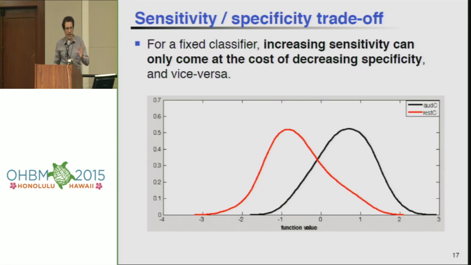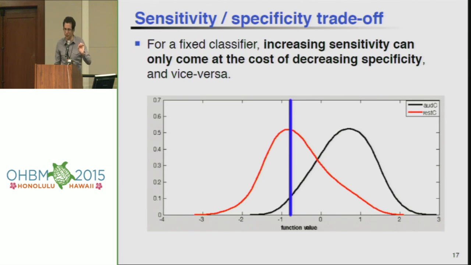So here, actually, what I want to show you is that depending where you put your decision threshold, you can have very different sensitivities and specificities. And you will see after this that if you increase sensitivity for a classifier, you will decrease the specificity and vice versa for a fixed classifier. So here's how it works. Let's say I put the decision boundary here.